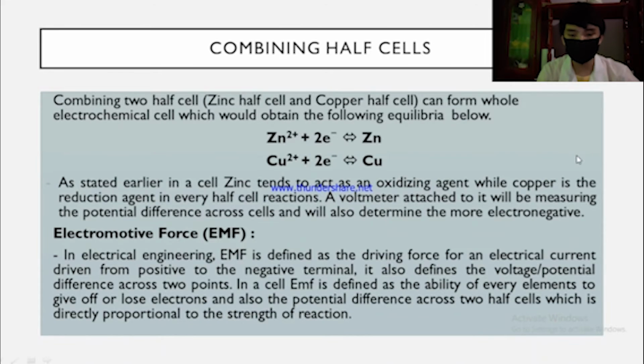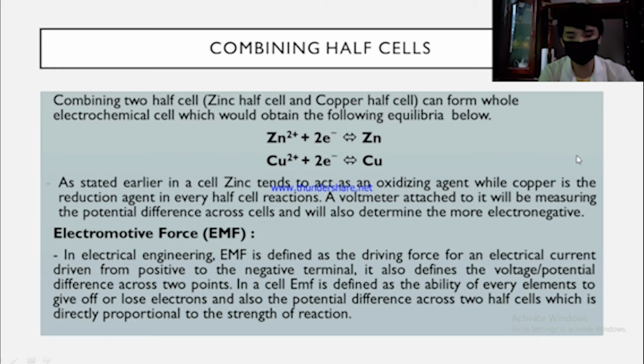Combining half cells. Combining 2 half cells, the zinc half cell and the copper half cell, can form a whole electrochemical cell which would obtain the following equilibria below. As stated earlier, in a cell, zinc tends to act as a reducing agent while copper is the oxidizing agent in every half cell reaction. A voltmeter attached will be measuring the potential difference across cells and will also determine the more electronegative one. The potential difference measured by the voltmeter is also known as electromotive force or EMF.